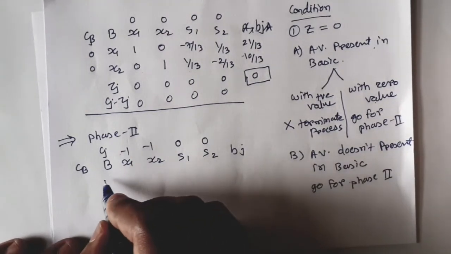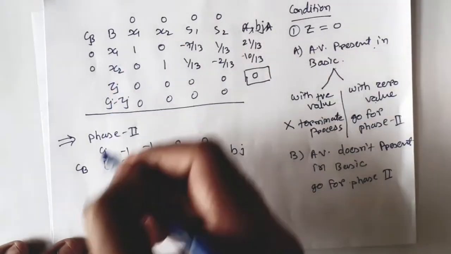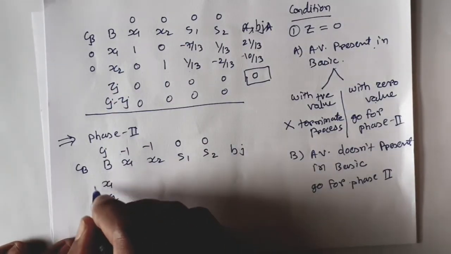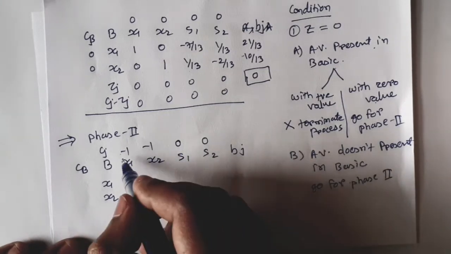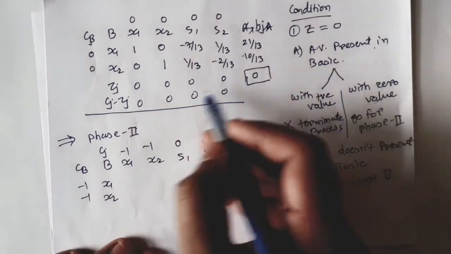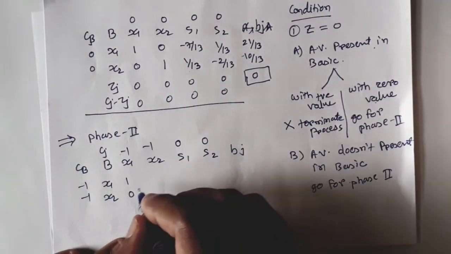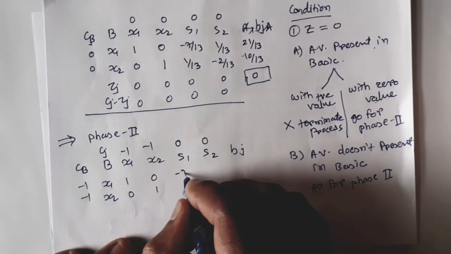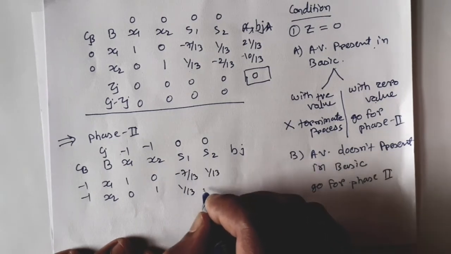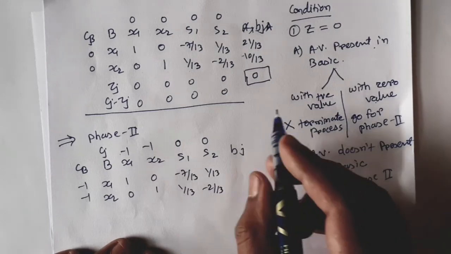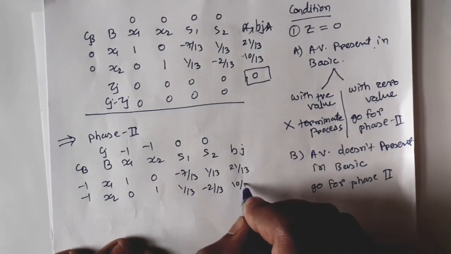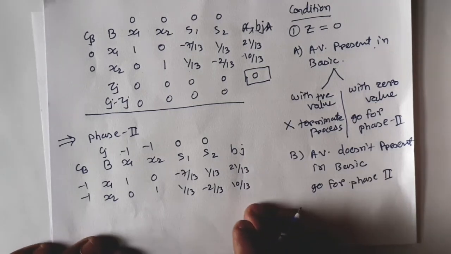Now take the values from the above table. For x1 and x2, the coefficients of the basic variables now change to minus 1 and minus 1, and all the remaining values are put as they are: 1, 0, 0, 1, minus 7 by 13, 1 by 13, 1 by 13, minus 2 by 13, and the bj values 21 by 13 and 10 by 13.